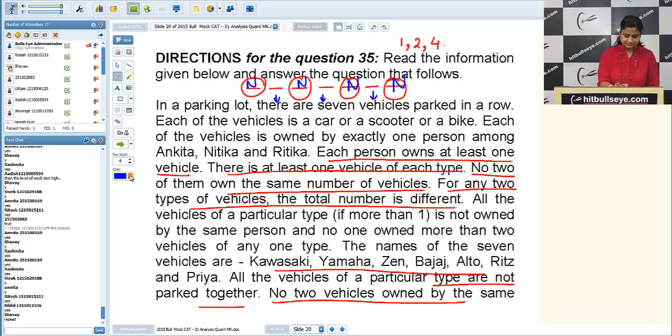So if I take this combination, Ritz I'm putting here or here, 2nd or 4th or 6th place, then the scooter and car will belong to Nitika only, but this is not so. Bhavya, is it okay? So we cannot take Ritz at 2nd, 4th or 6th place. It means Ritz belongs to Nitika. So we know 2 vehicles of Nitika, they are Ritz and Yamaha. Yamaha is parked at the end of the row. Are you getting me, Bhavya? I'm still waiting for your response.